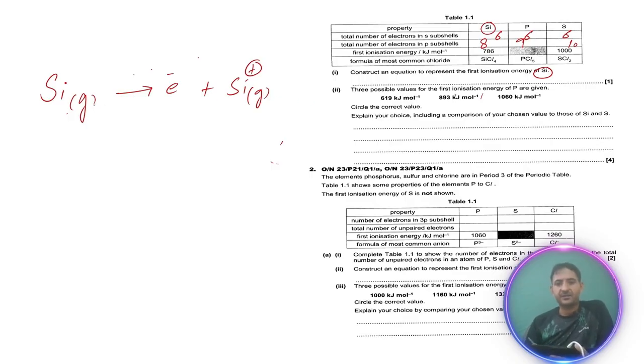Three possible values for the first ionization energy of P are given. So this side is missing. 1060? No, it is lower. 760 is okay. Then 80. I think this one is more accurate, in between this.